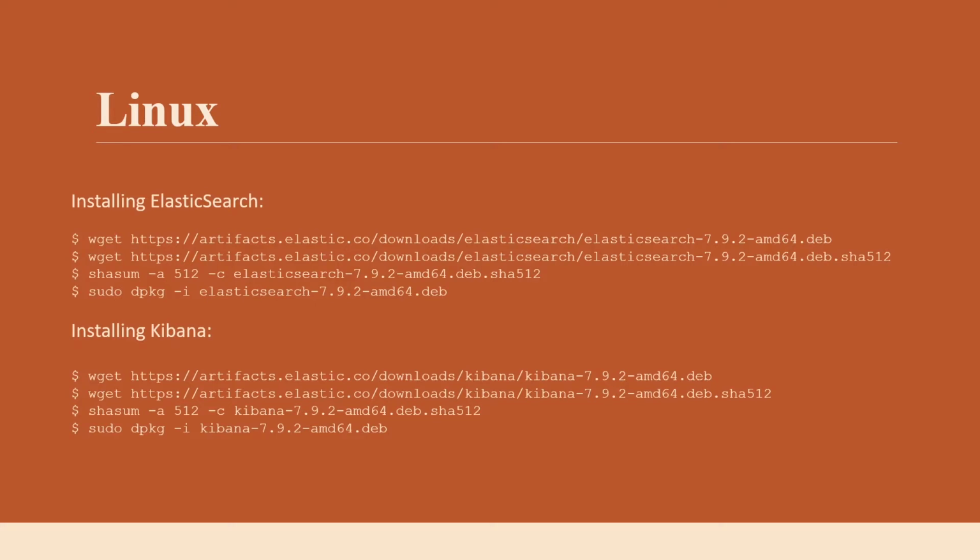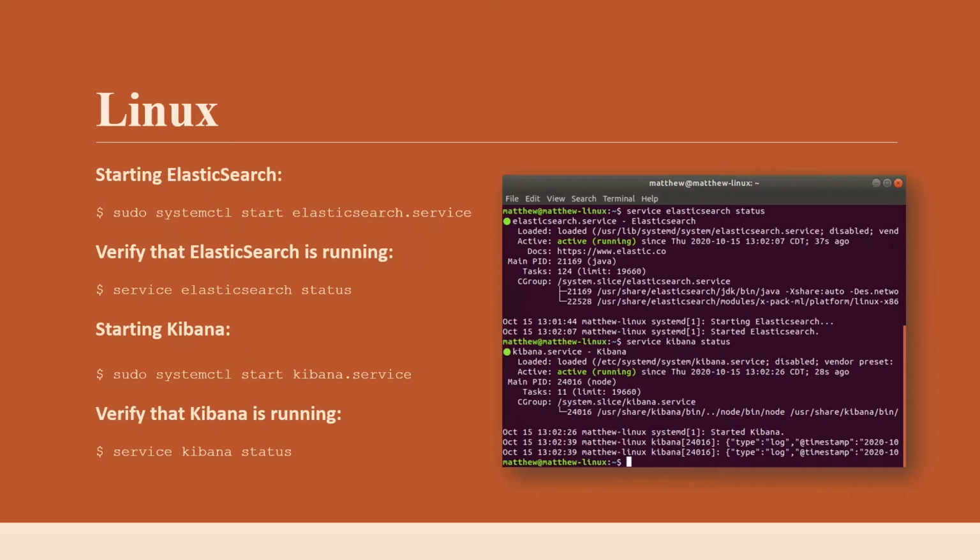Installing Elasticsearch is pretty straightforward. You download the DEB package and the hash for that package. You compare the two using the SHA-SUM command, and then if it matches, you just install it. The same goes for Kibana. That's pretty much it, and the installation process, at least in my personal experience, did not take as long as getting it installed on Windows or macOS.